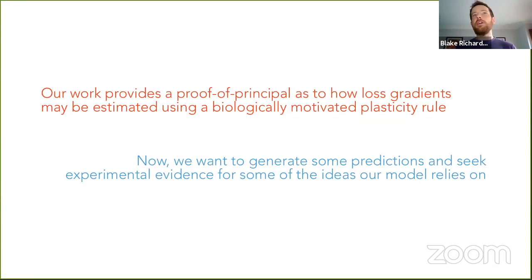So our work effectively provides a proof of principle as to how loss gradients can be estimated using a biologically motivated plasticity rule. And I think what's cool is that we can not only explain low-level data like frequency-dependent, spike-time-dependent plasticity and recreate some other learning algorithms like BCM, but not only can we train networks in a fully biophysical simulation, but at the ensemble level, then we can actually get good learning of the sort that other biological learning algorithms have really struggled with.